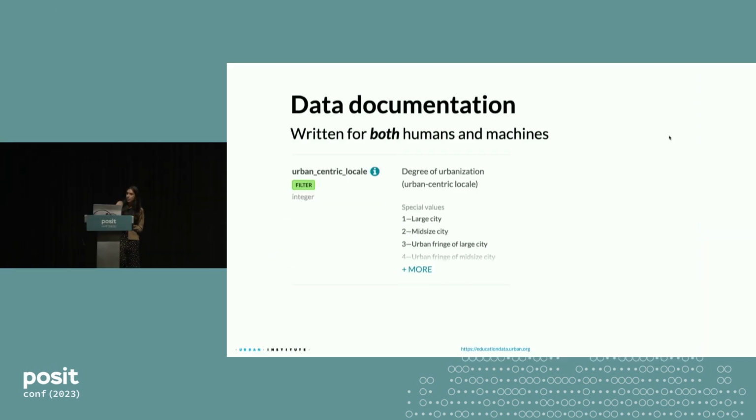So when I say data documentation is written for both humans and machines, here's an example of a variable, degree of urbanization. I, as a human, think this is written for me. I think I know what it's telling me. I have the relevant information. It's pretty user-friendly for someone looking at it.